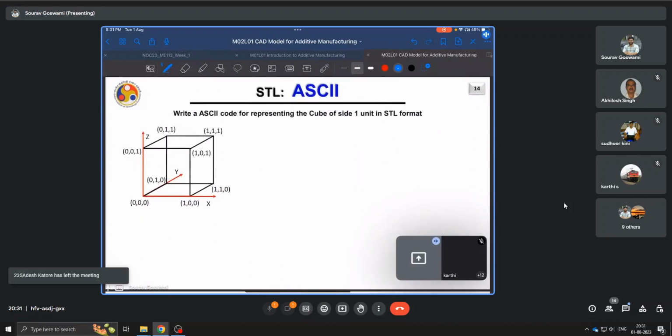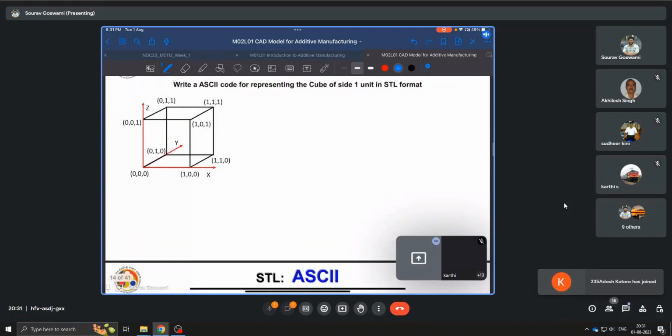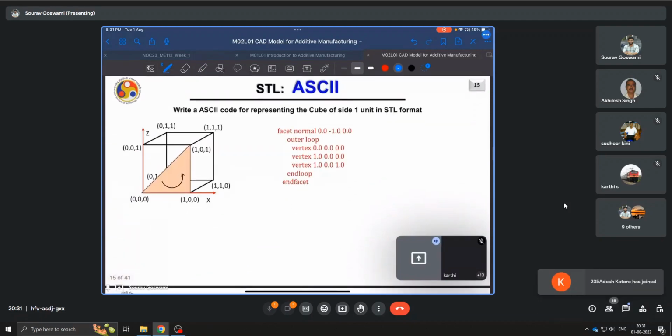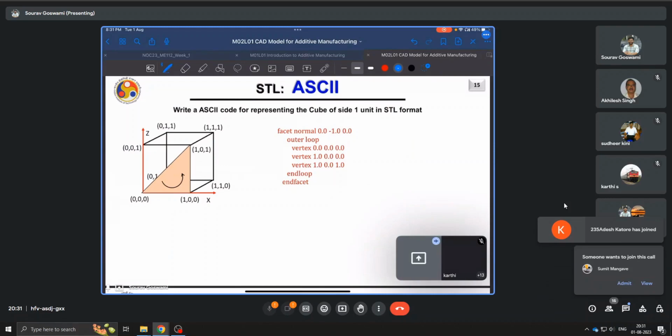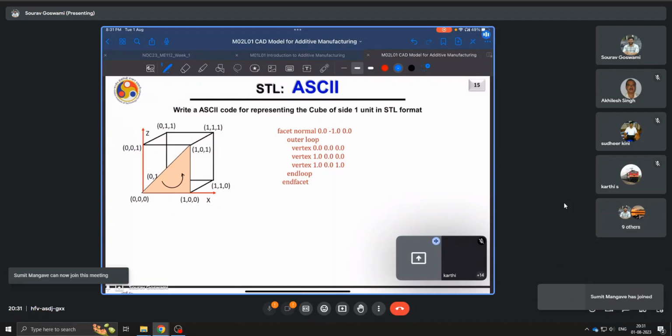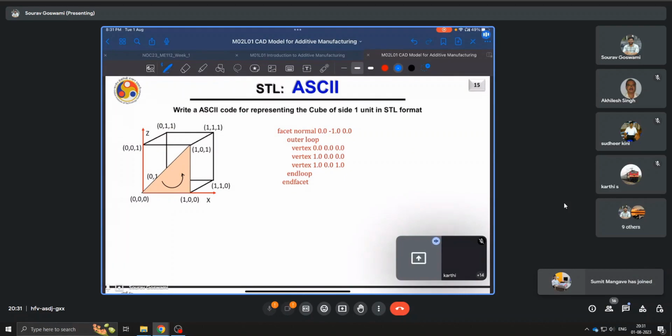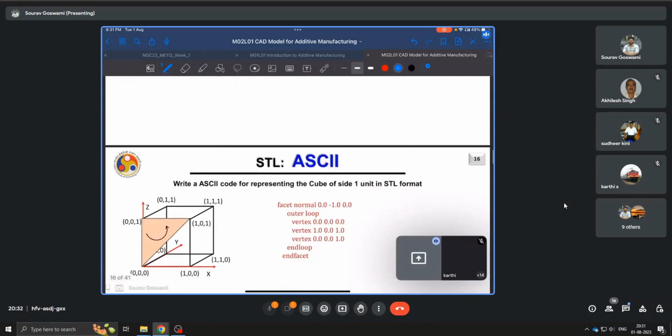I think this example was covered very well by Professor Kapil in class. So we will save some time here. This actually covers dividing a cubical surface into triangles. That is basically tessellating the surface. It has six faces, so it will have 12 triangles covering it, and then describing each of these facets in an STL file. So you have information about each facet in successive slides.